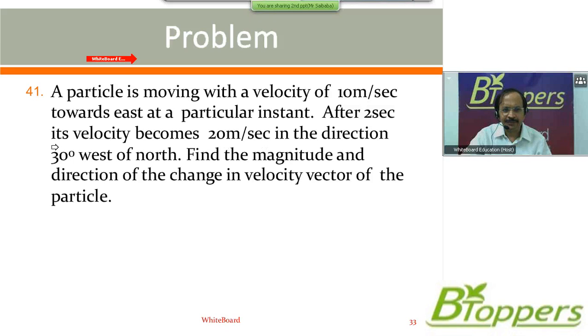After 2 seconds, its velocity becomes 20 meters per second in the direction 30 degrees west of north. Find the magnitude and direction of the change in velocity vector of the particle. So, if you want to try the problem, you can take a pause and try this problem.